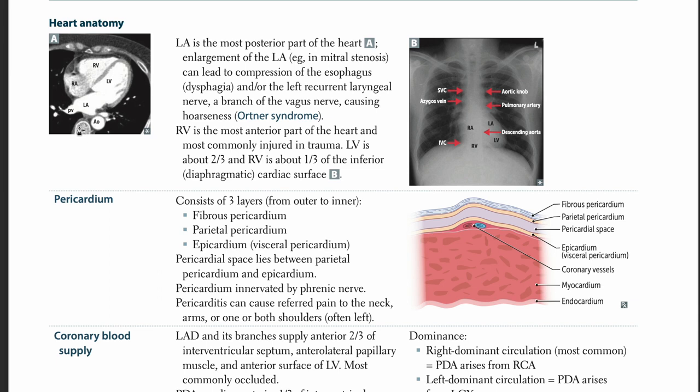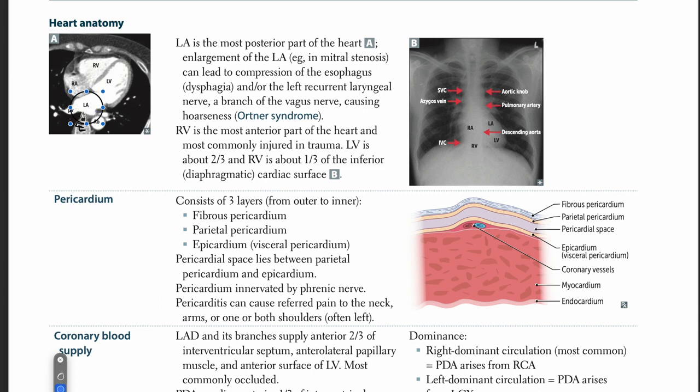This thing. So what it's saying is, say there's an enlargement of the left atrium. So instead of this, it becomes as big as this, right? So what's it going to do? It's going to push onto this esophagus, right? So what does the esophagus do? It's your food passage, right? So if something's pushing against it, you're going to have a hard time swallowing. So that's why it causes dysphagia.